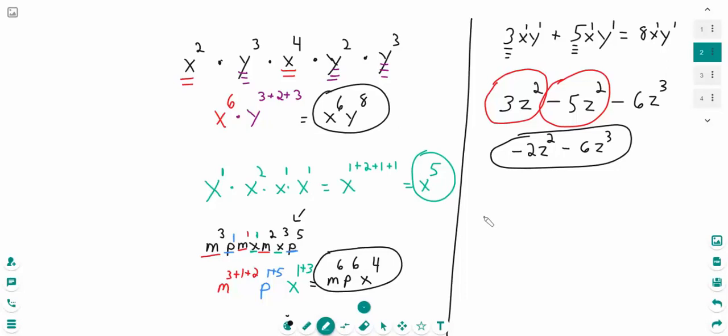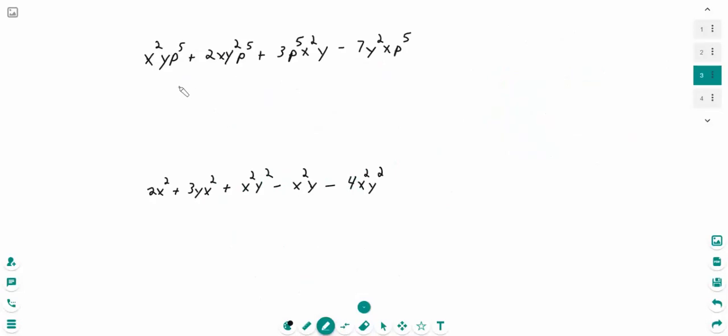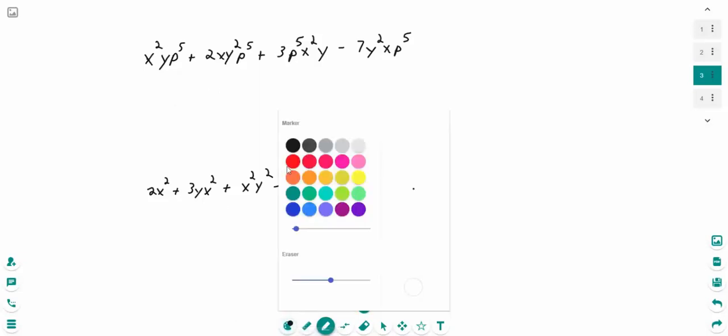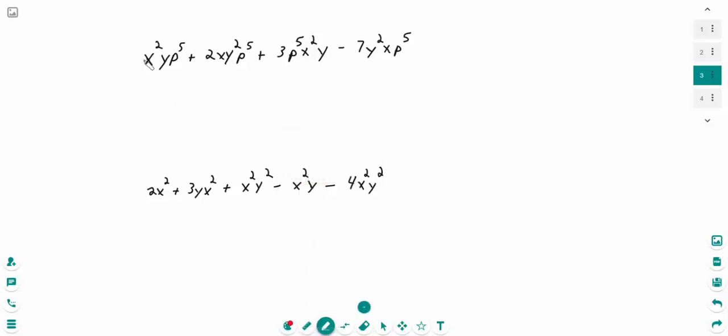All right, so let's try a couple of these. A little bit more complicated maybe, only in the sense that they're bigger. So let's take a look at these. We're looking for like terms. We're trying to add these up. So x squared times y times p to the 5th. All right, let's start with that guy. What do we have? Do we have any like terms with him? And if you look through the problem, this one has an x, but it doesn't have the x squared, so that's not a like term.